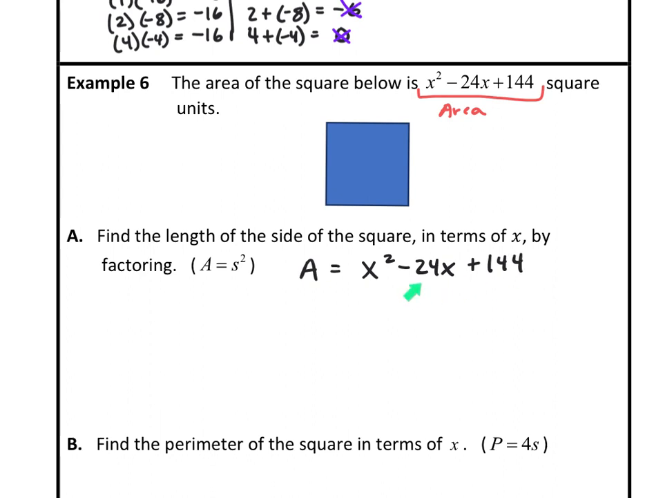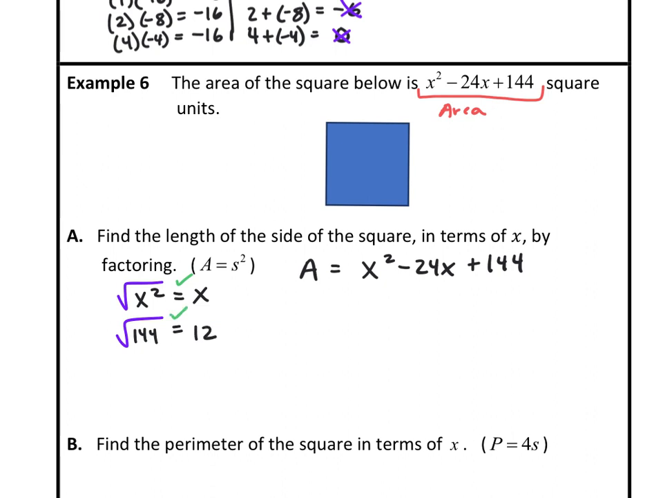So can I factor this? In other words, is this a perfect square trinomial? Well, we got to check. Can I square root a couple of things? Can I square root the first term and the last term? Positive. Square root of x squared is x. So yeah. The square root of 144 is 12.